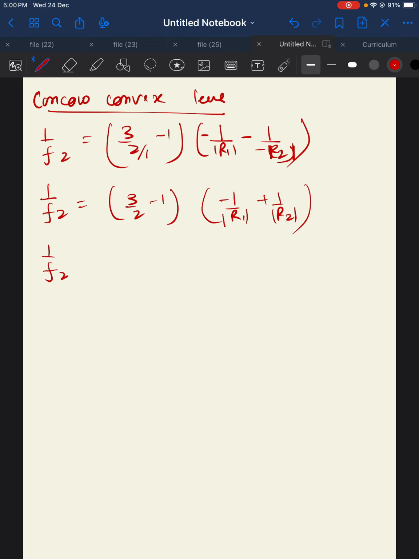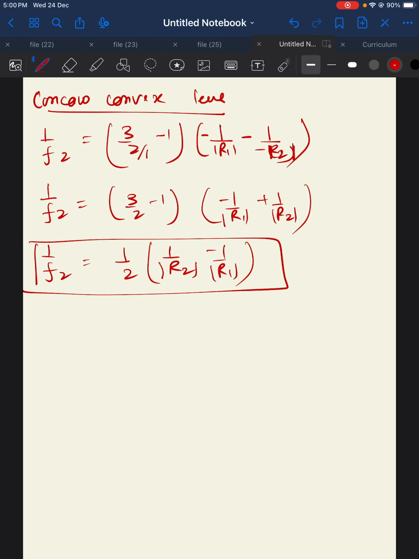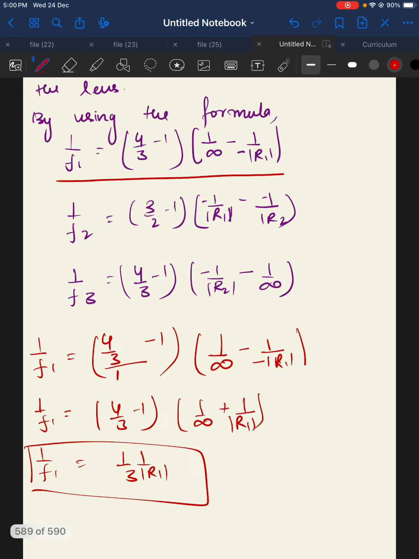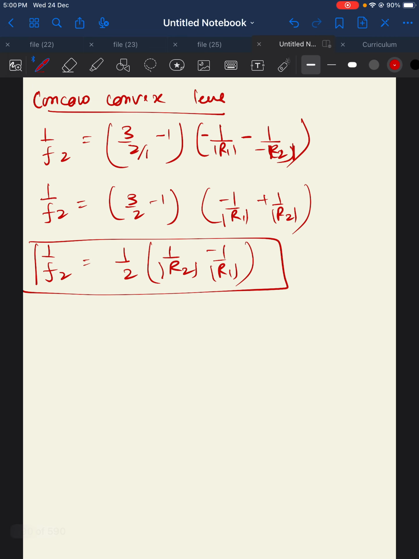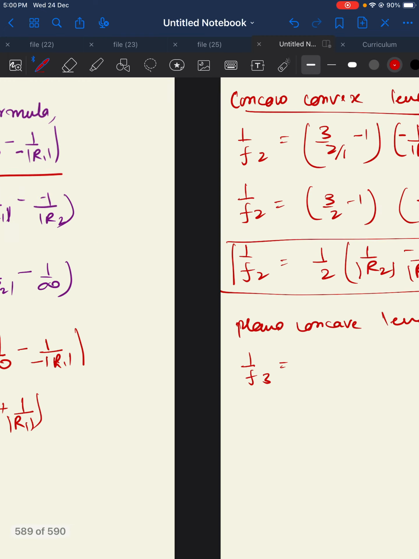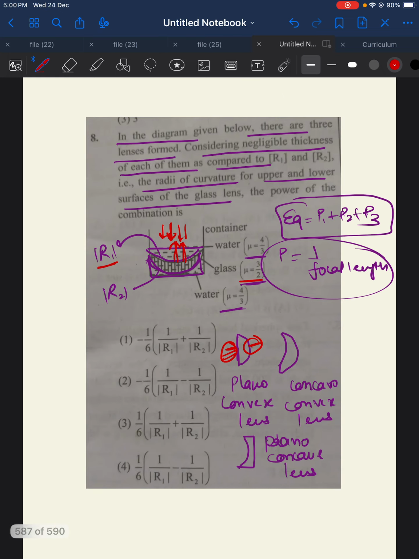If I solve this, 1 by f2 is equal to 1 by 2 times (1 by mod of R2 minus 1 by mod of R1), right? This is your second power, correct? Now let's see the third lens. The third lens is a plano concave lens. So 1 by f3. What is the mu given for the third lens? 4 by 3.